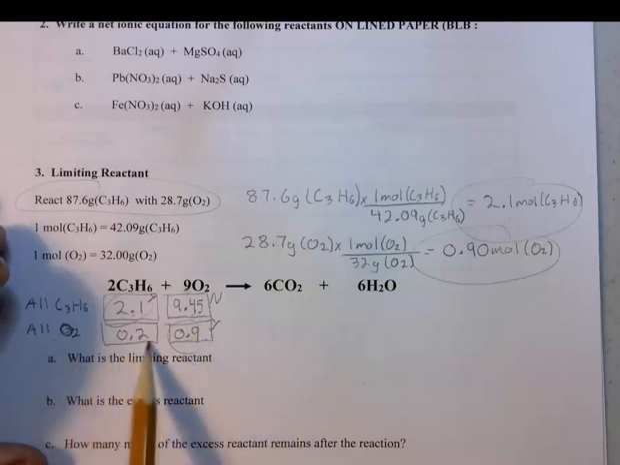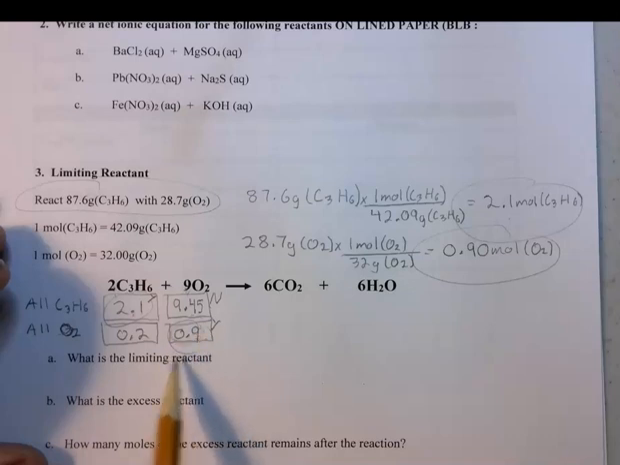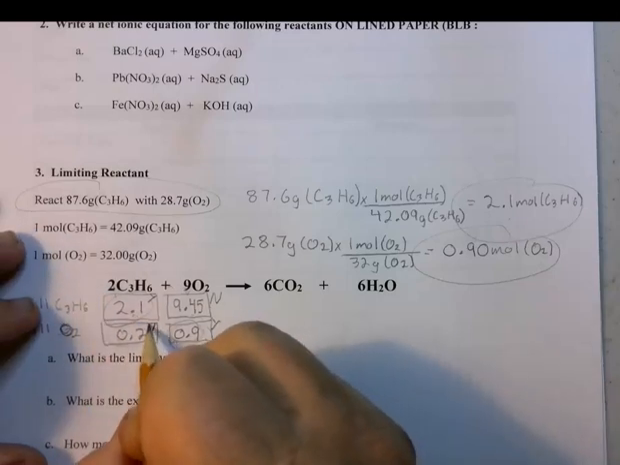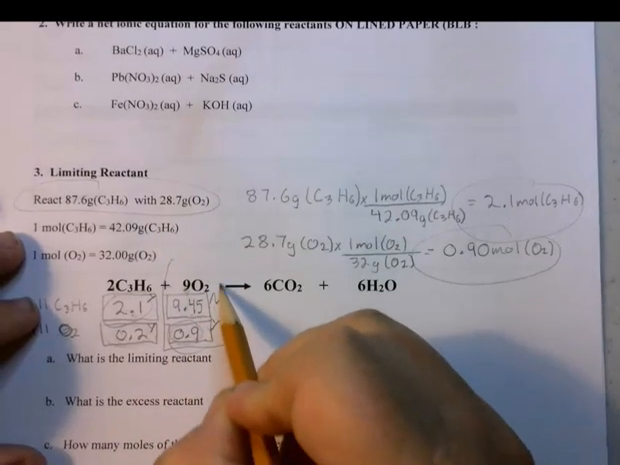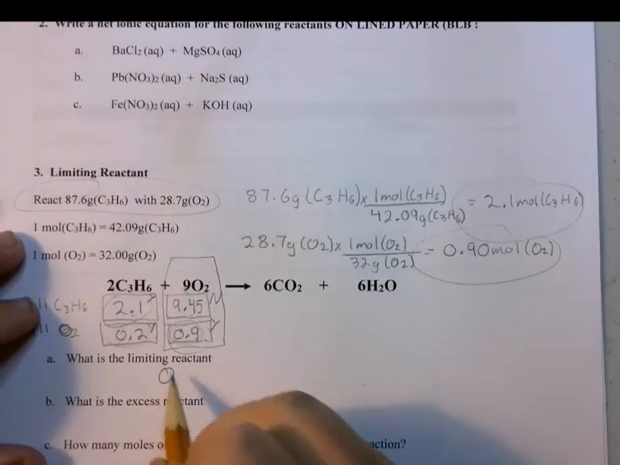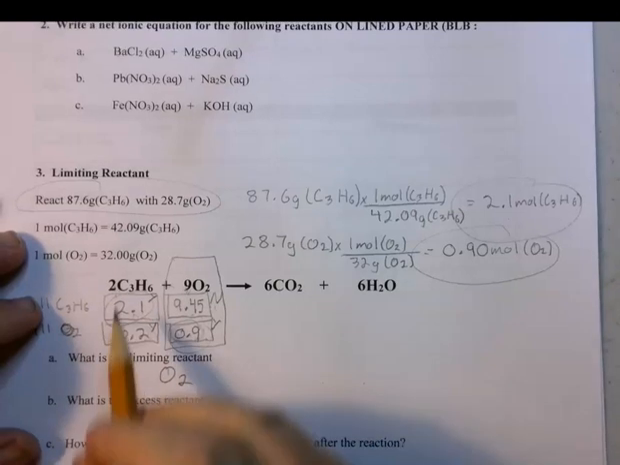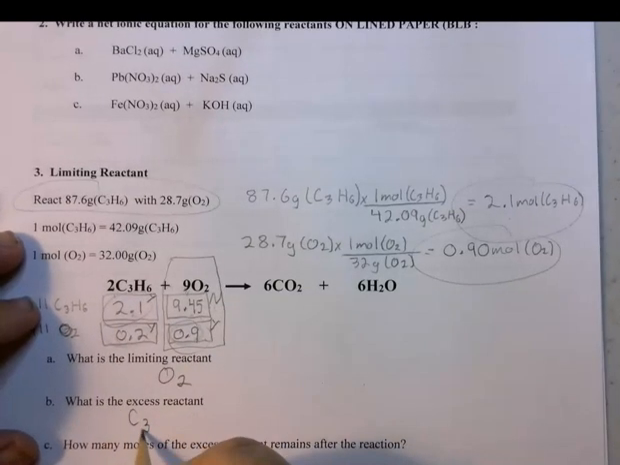Now to combust all of the O2 that we have, that's 0.9 moles of O2, we need 0.2 moles of C3H6. Do we have at least that much? Yeah, we have a lot more than that. We have 2.1. So this is a yes. So this is the no column. That means our limiting reactant is oxygen. The excess reactant is the C3H6. It's got to be the other one.